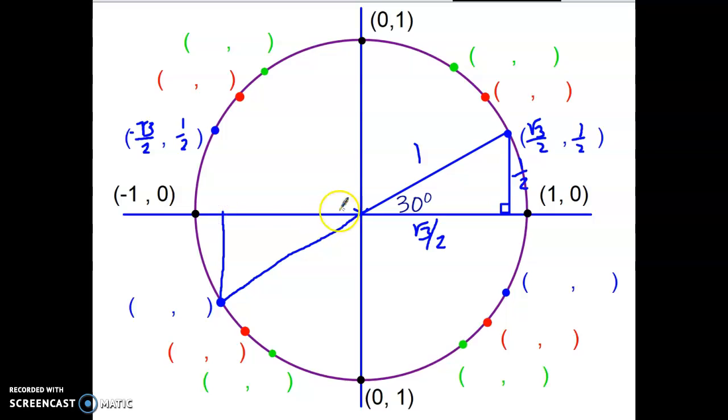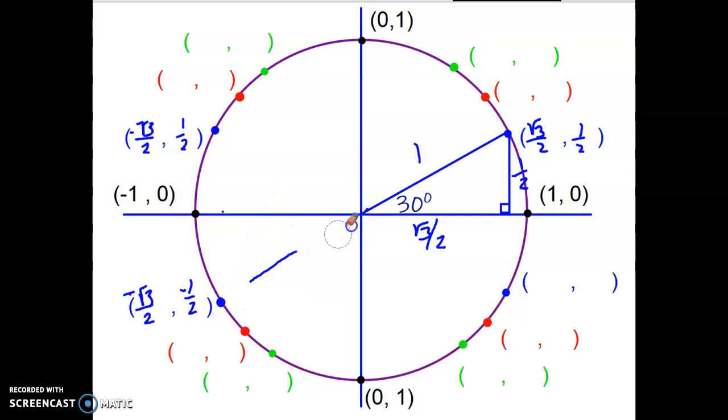There's my right triangle. All right, so this distance is the same as this distance, and this distance right here is the same as this distance right here. So then if I want to get to this point, I'm going to go left and down. Well, left means negative, and down also means negative. So I've got negative square root of 3 over 2 and negative 1/2. All right, let's move into the fourth quadrant.